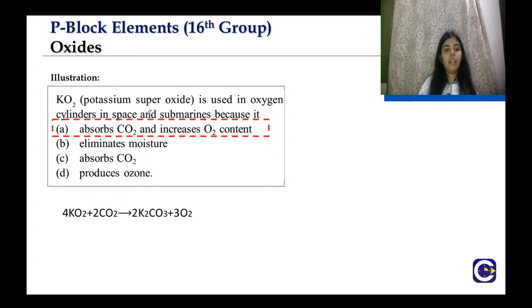So here if you see, KO2 combines with CO2 to give K2CO3 plus oxygen. So this is the method by which we can prepare dioxygen, right? So potassium superoxide is added in oxygen cylinders in space and submarines because it absorbs CO2, leads to the formation of K2CO3 and produces O2. That means it increases the oxygen content in the oxygen cylinders, right? So for easy breathing basically.